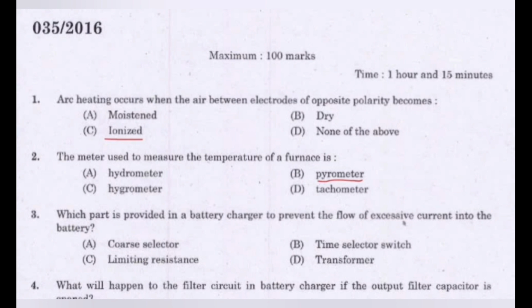Question number 3. Which part is provided in a battery charger to prevent the flow of excessive current into the battery? Option A, course selector. Option B, time selector switch. Option C, limiting resistance. Option D, transformer. Answer is option C, limiting resistance.